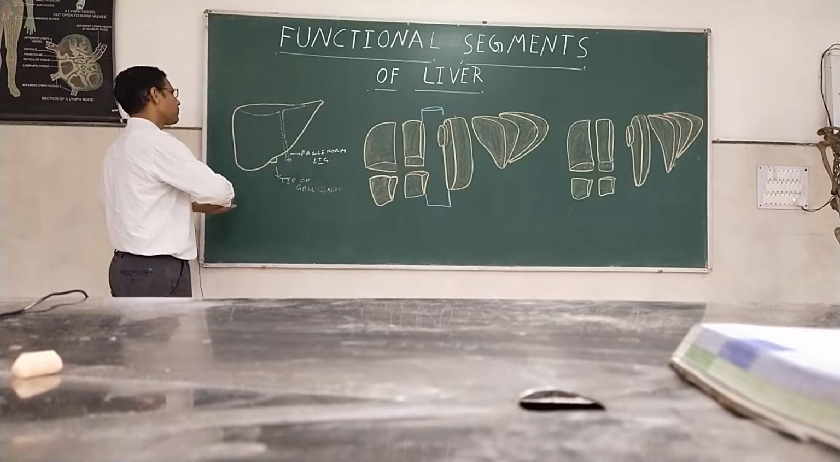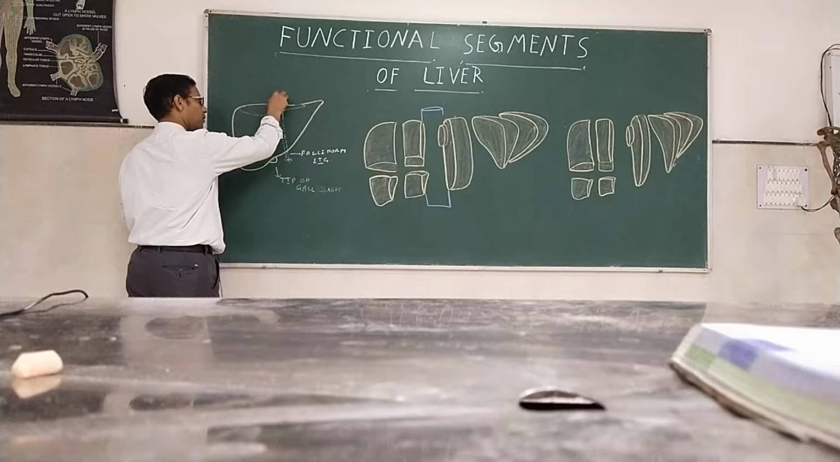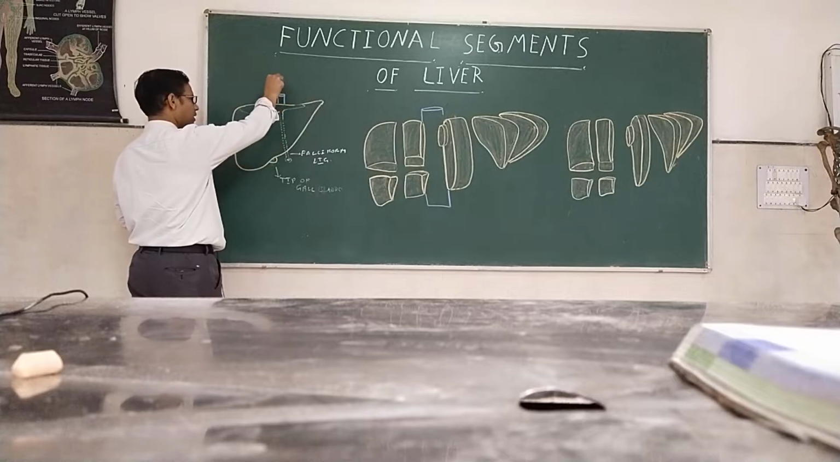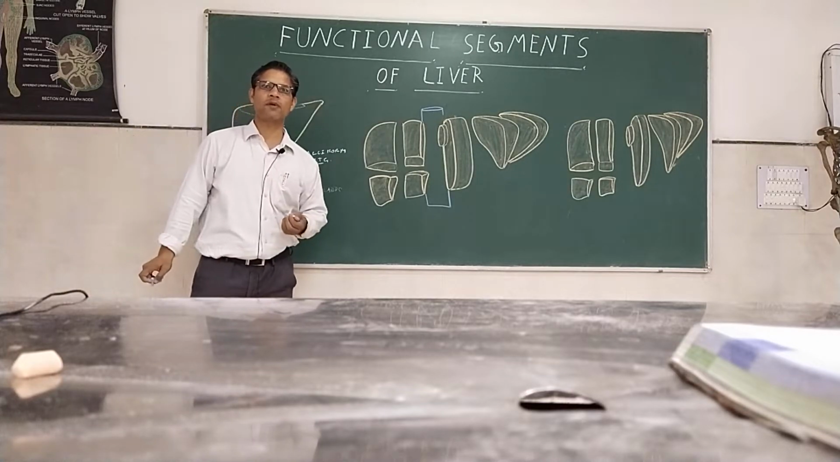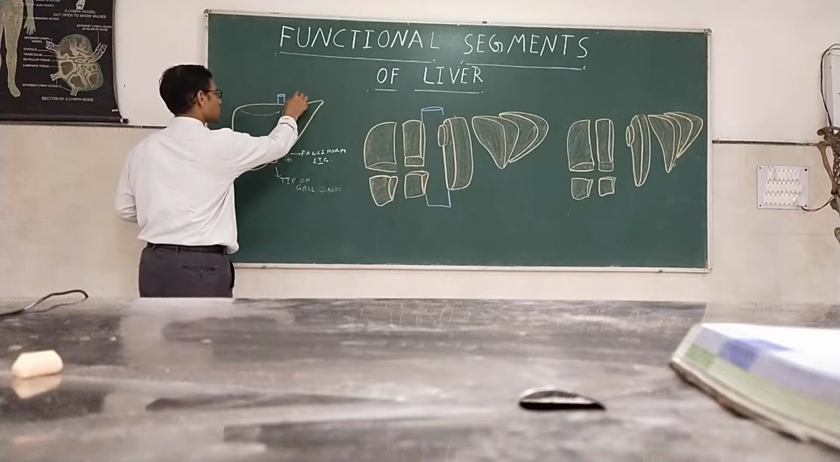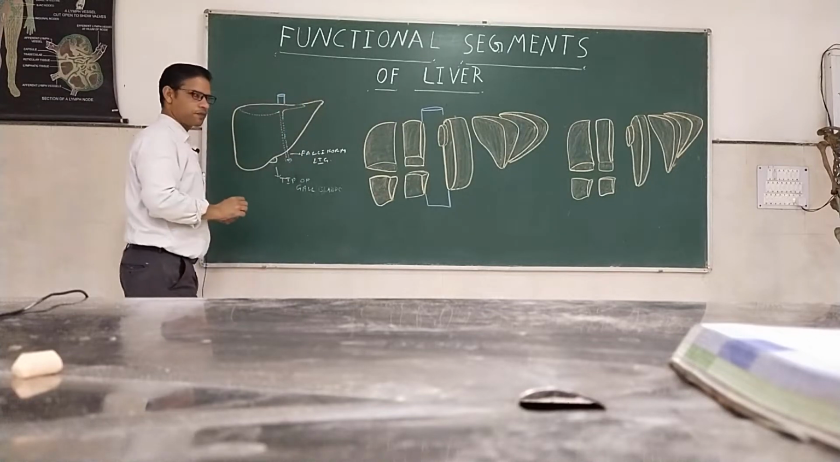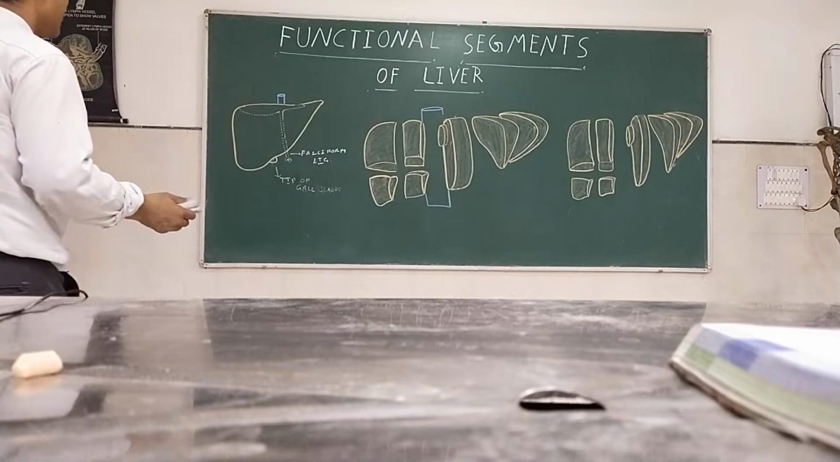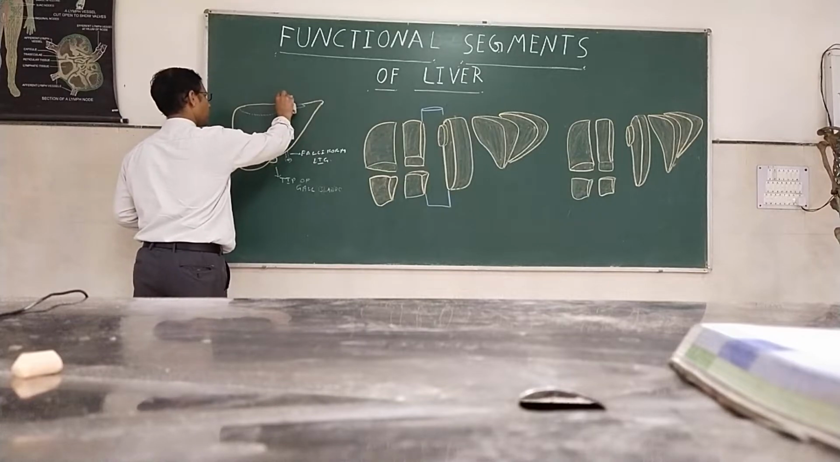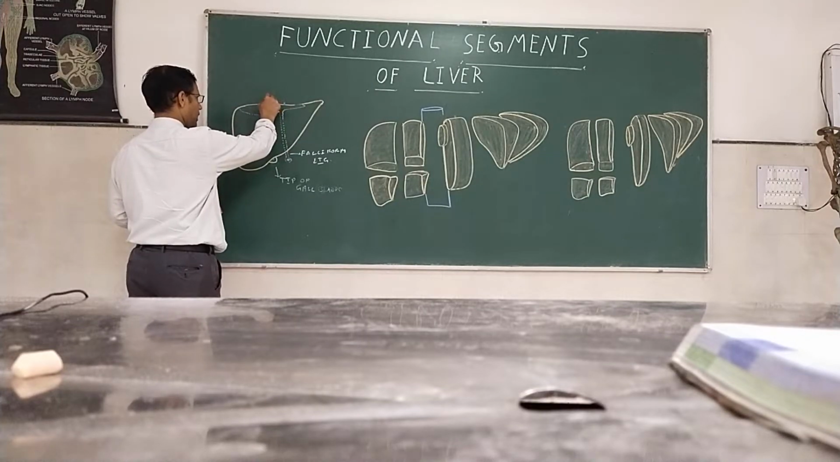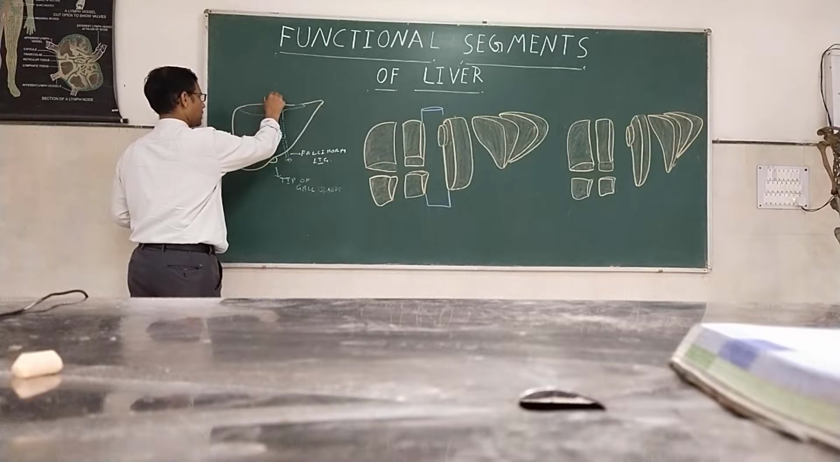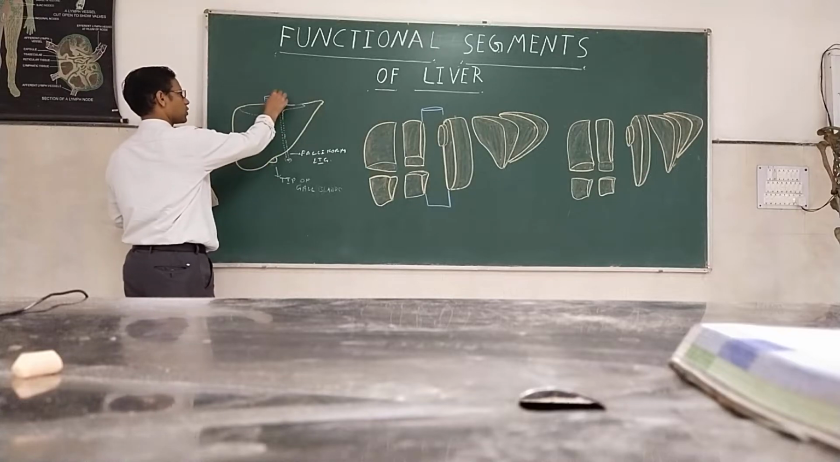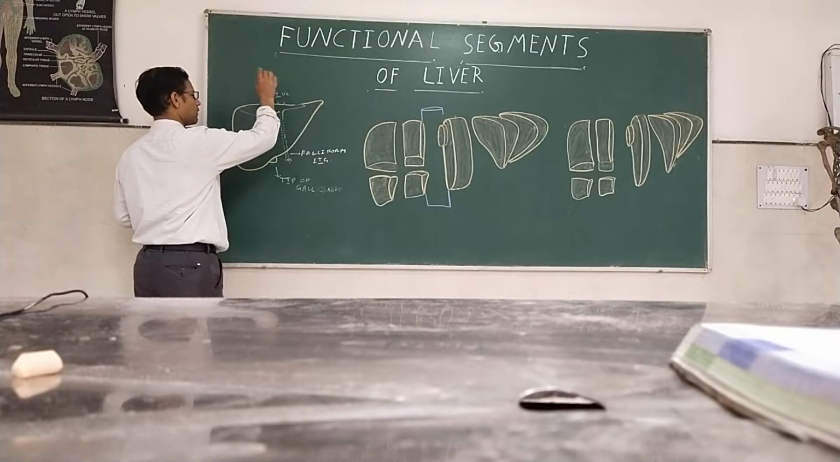One structure which is lying here above, going above the liver, piercing the diaphragm and entering into the right atrium of the heart, that is the IVC, inferior vena cava. I am drawing it here, not in alignment of the gallbladder: inferior vena cava, which is passing behind this liver, and many hepatic veins opening into this one, that is IVC, inferior vena cava.